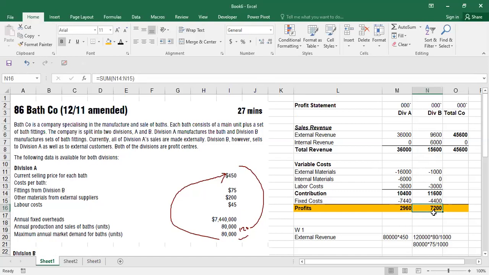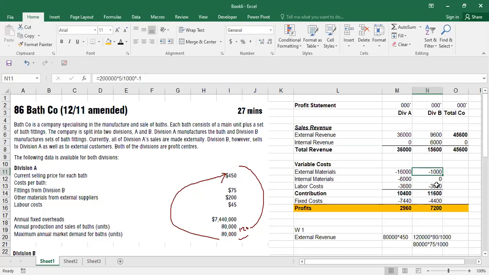The variable cost for, minus 1,000, so 15,600 is the revenue. This is variable. This is variable. External material and the labor. You get contribution 11,600 minus the fixed cost. Total demand is 120, not 200,000. No, 200,000 was the production. Okay. We are talking about the total production of division B.